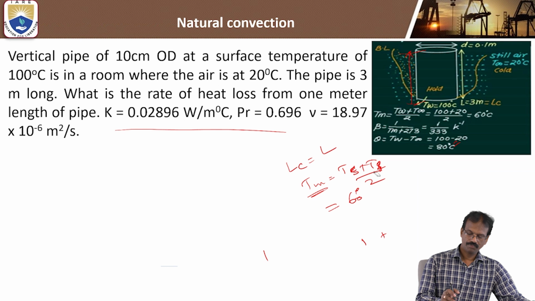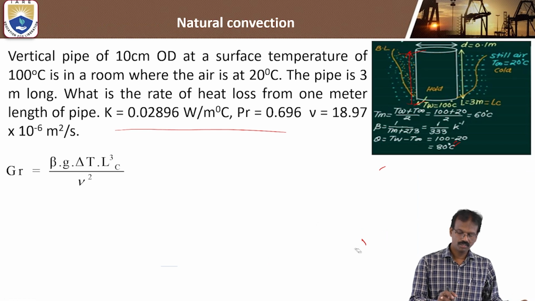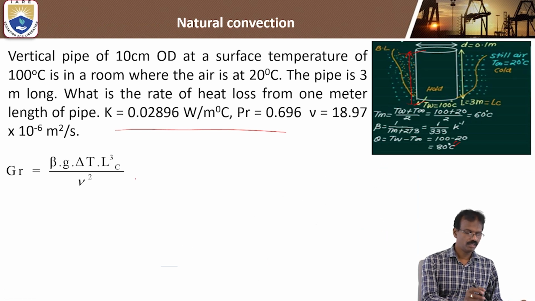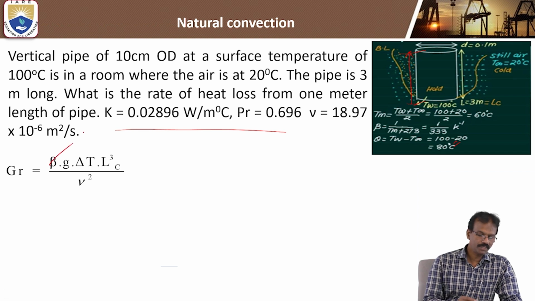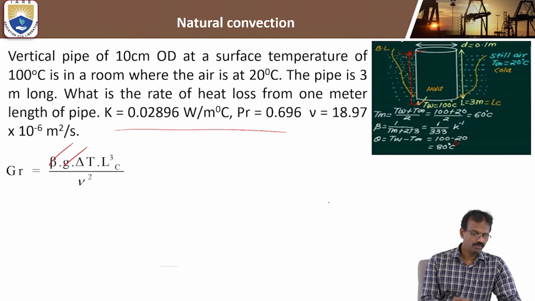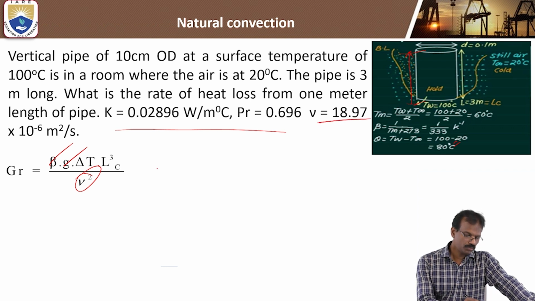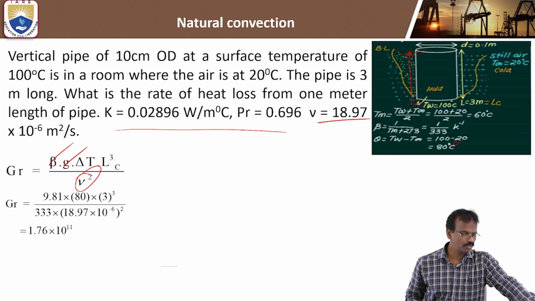Then you can find out the Grashof number. The Grashof number formula, you know this one: Gr is equal to g beta delta T Lc cube by nu square. Beta is 1 by T mean, 1 by 333. 9.81 is the g value. Delta T is 100 minus 20, 80. Lc is the length of the pipe, that is 3 meters. The value of kinematic viscosity of air is also given. If you substitute the values, you can find out the Gr value.